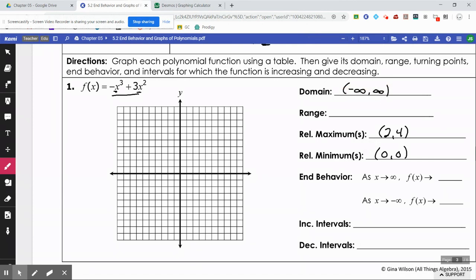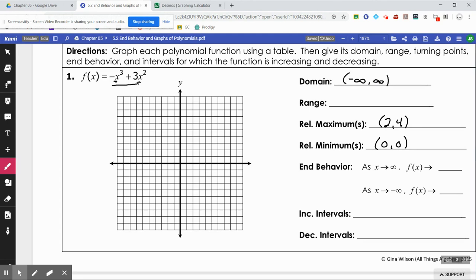It's everything. Now, we will sketch out a graph of this thing just to remind you what it looks like. So we have 0, 0, 2, 4, and we're just going to kind of sketch out a graph.